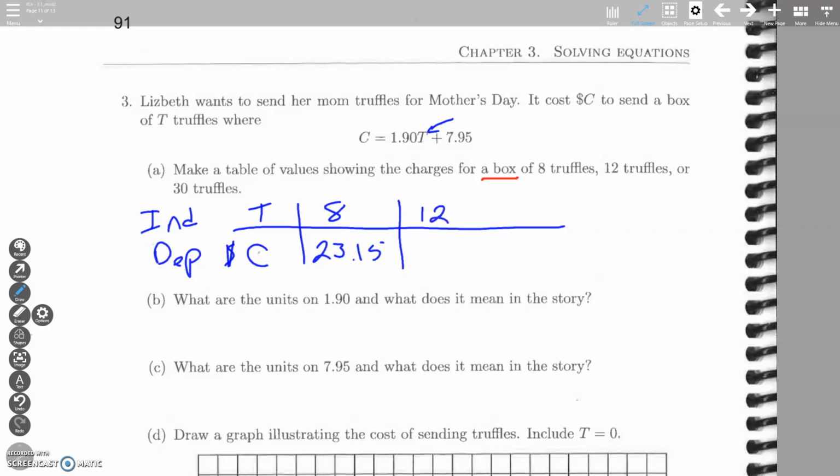Let's repeat that for a box of 12. Okay, 190 times 12 plus 795 is going to give us $30.75. Right? And you can check this by multiplying and then adding the 795. We'll do one more for 30 truffles, a box of 30. 30 times 190 plus 795 is going to give us $64.95. Right? There we have a table of values. If we have 3 pairs of information for a box of 8 truffles, 12 truffles, and 30 truffles.